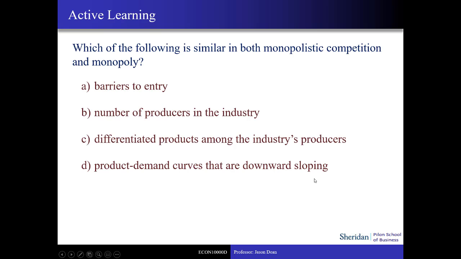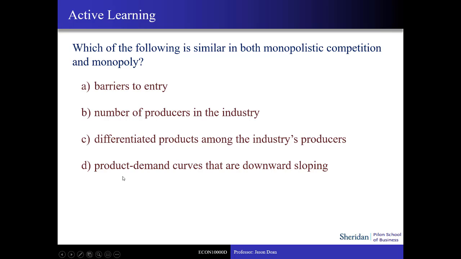Next question. Which of the following is similar in both monopolistic competition and monopoly? Hit pause. Okay, I'm back. So we're thinking about monopolistic competition and a monopoly. Barriers to entry? Well, no, because there are barriers to entry to a monopoly, but not monopolistic competition. Do they have the same number of producers in the industry? No, of course not. Monopoly only has one. Differentiated products among the industry's producers? Well, a monopoly can't have differentiated products. It's just a single product.